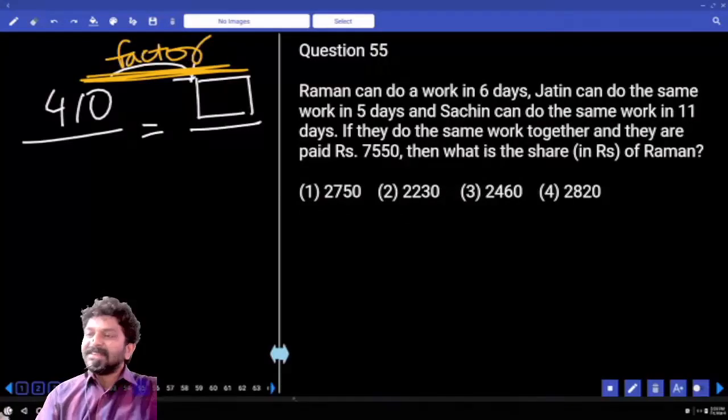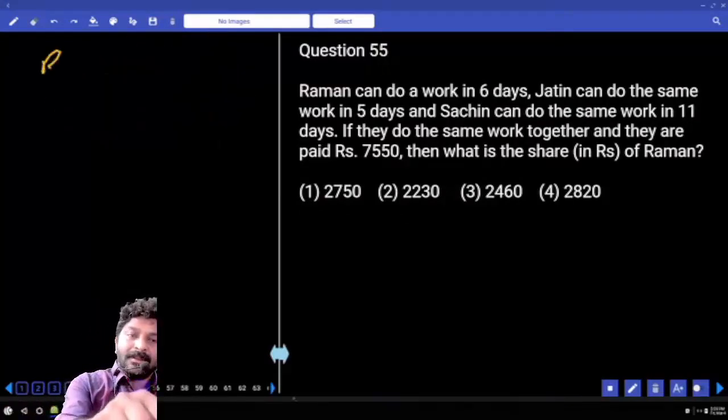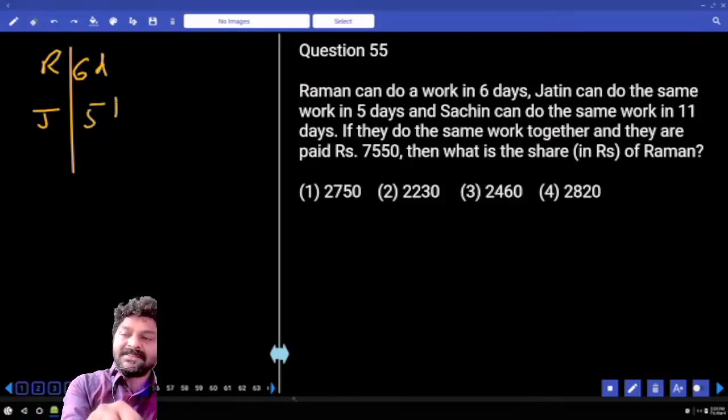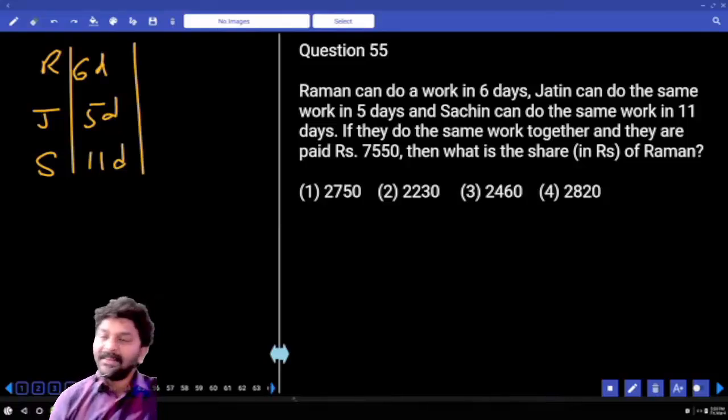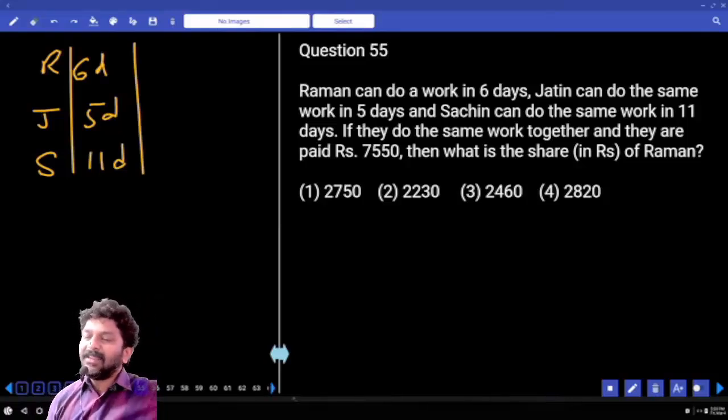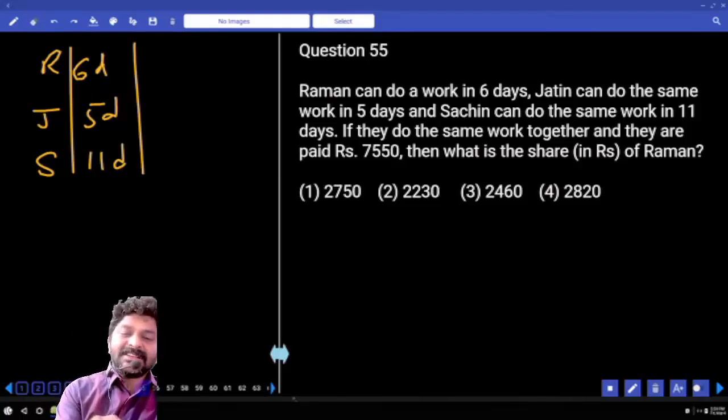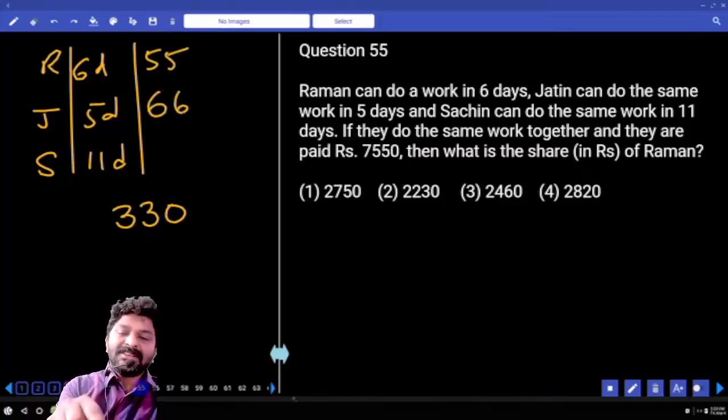Raman can do a work in 6 days. Jatin can do the work in 5 days. Sachin can do the work in 11 days. If they do the same work together and are paid 7750, what is the share of Raman? Okay, what is the LCM? 330. Raman can do 55 units, Jatin 66 and Sachin 30.